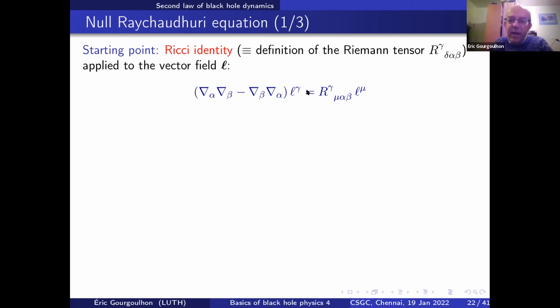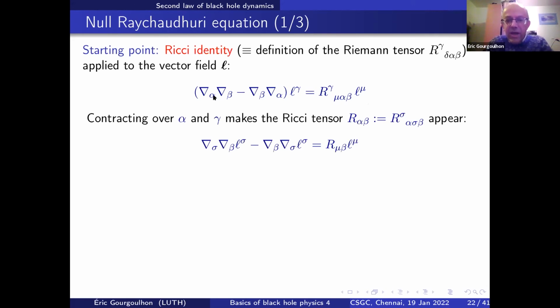So if I take a vector L, any vector, of course we will apply this to the null normal to the event horizon, but this identity is valid for any vector in space-time. If I take two successive covariant derivatives of this vector and I permute, I switch the indices, so this is the commutator if you want, then in general this commutator is not zero for a vector, and it is zero only if the space-time is flat. If it is not flat, then this defines the curvature. So this is the so-called Ricci identity. So I apply it to my vector L, my null normal to the event horizon.